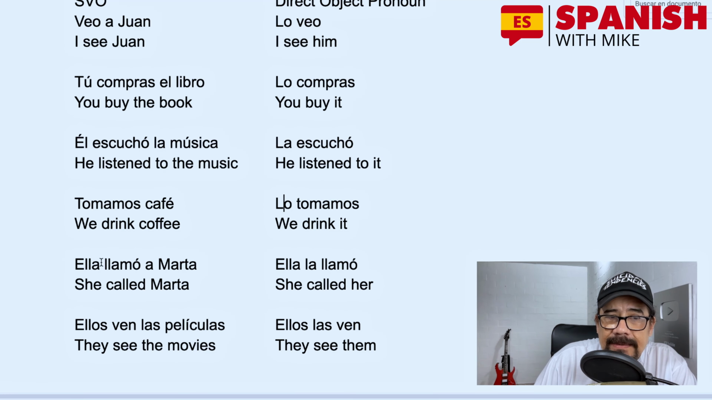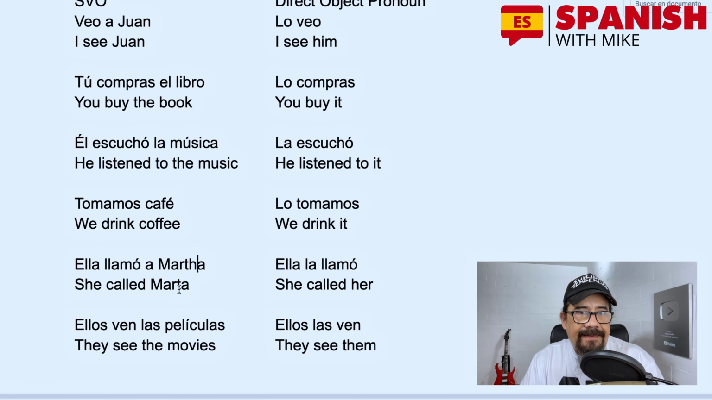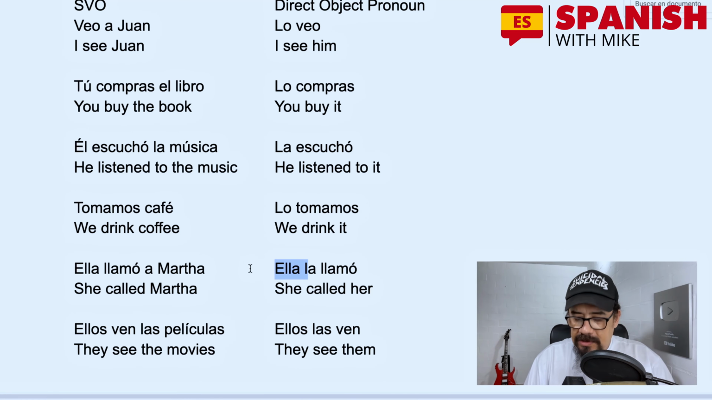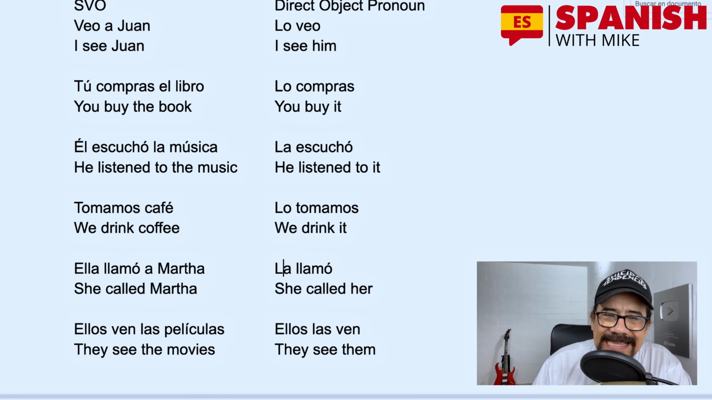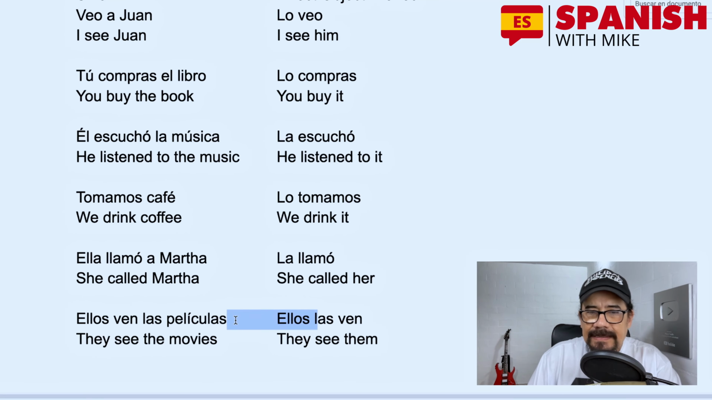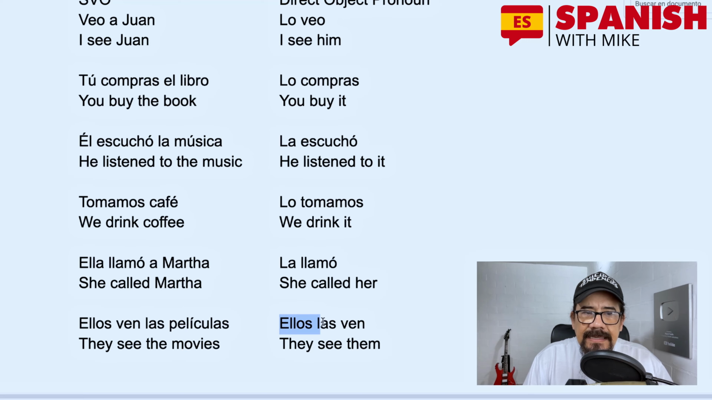Ella llamó a Marta. She called Marta. And I can say she called her, in which her is replacing Marta. Ella la llamó. And of course, we can drop the pronoun. La llamó. And last but not least, ellos ven las películas. They see the movies. Subject, verb, object. Ellos las ven. They see them. Las replaces las películas.